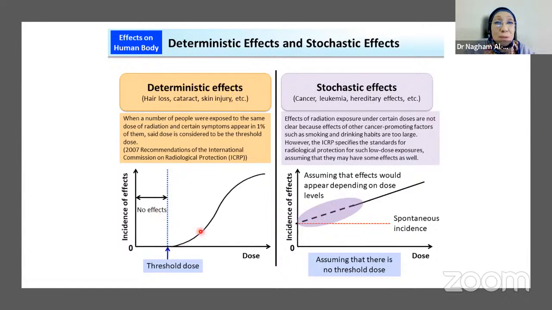We have a threshold. So we can calculate that beyond this level, yes, there is a risk. Below this level, we won't suffer the deterministic effect. So that's for this category.